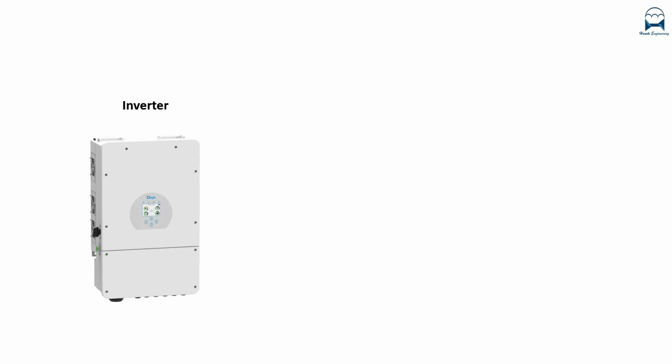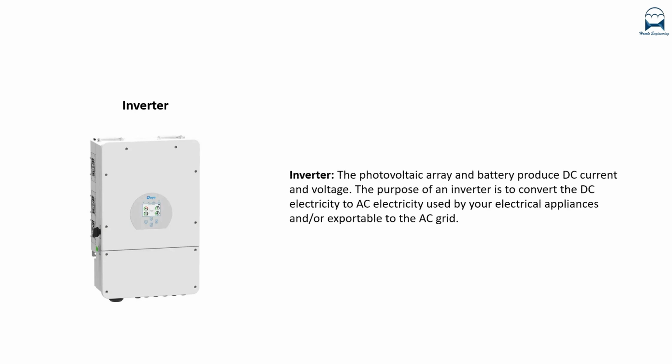The photovoltaic array and battery produce DC current and voltage. The purpose of an inverter is to convert the direct current, DC, to alternating current, AC, used by your electrical appliances and exportable to the AC grid. The inverter may be built as standalone equipment for applications such as solar power, or to work as a backup power supply from batteries which are charged separately.